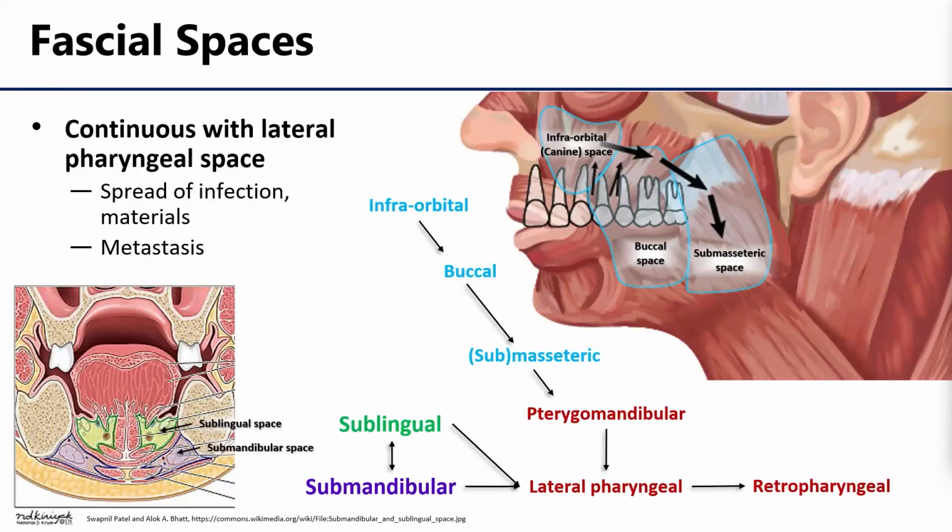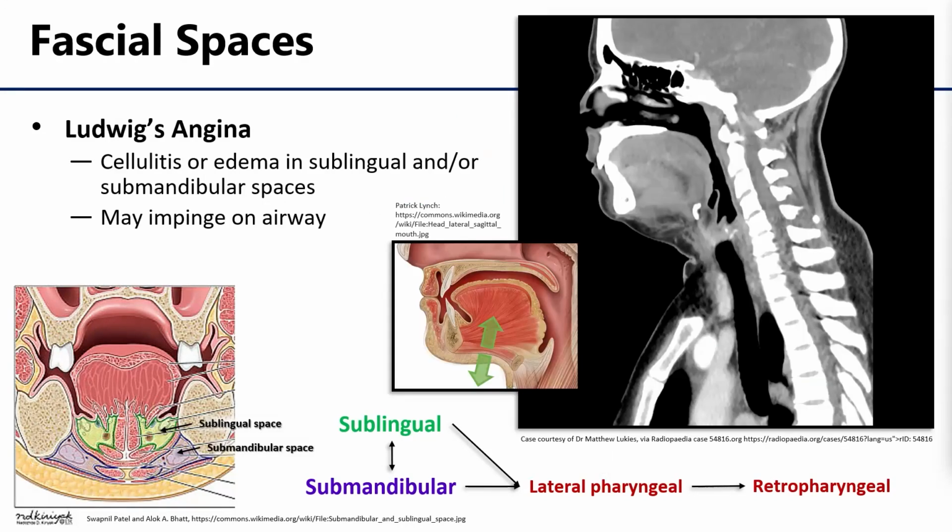So as a dentist, you're going to need to be very cognizant of infections that can occur here, including infections of the mandibular teeth. In addition to having a direct route to the thorax, infections in the sublingual space can be life-threatening without ever spreading. Infection can cause what's referred to as Ludwig's angina, which is cellulitis or edema, so fluid retention and swelling in the sublingual and the submandibular spaces.